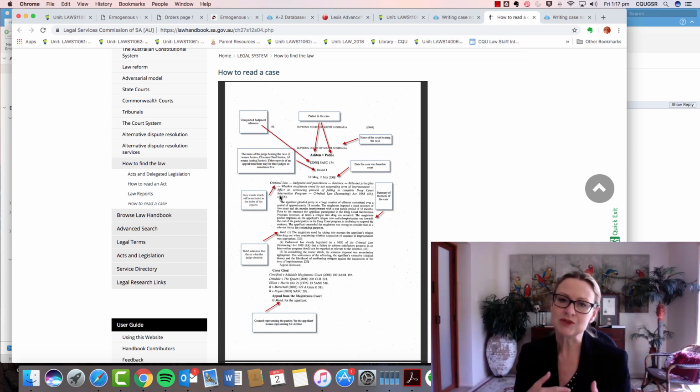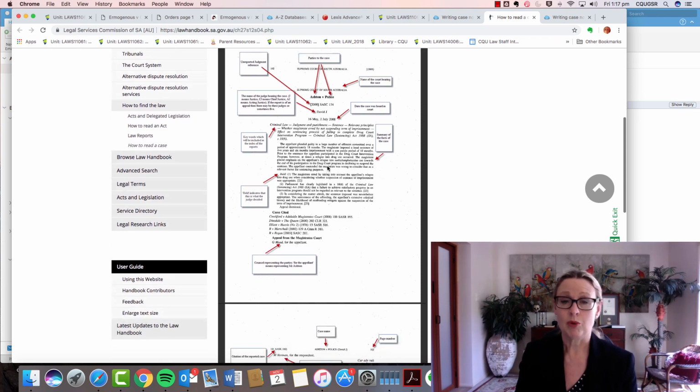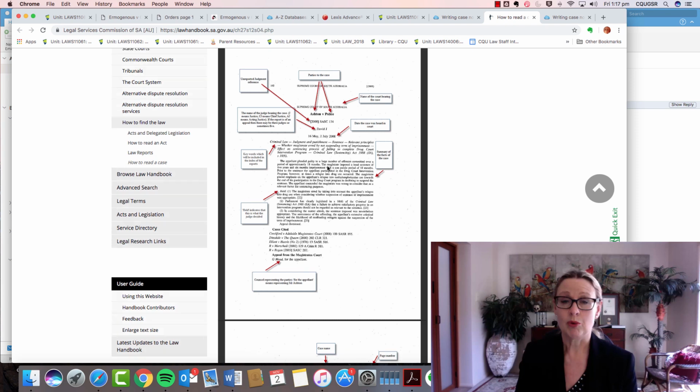So in terms of a case note, you probably wouldn't need to do things like put in the full date. Why is that? Because usually the year will be sufficient and the year is contained in your citation, okay? What other things might you not need to know or put into your case notes? You don't need to put catchwords, okay?